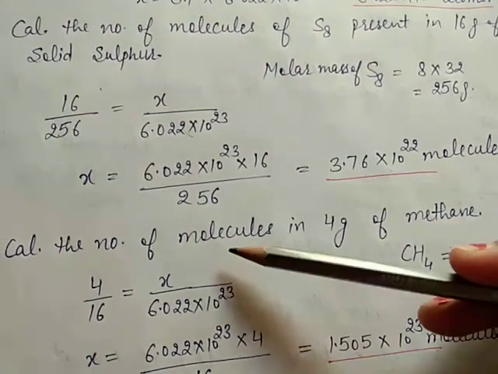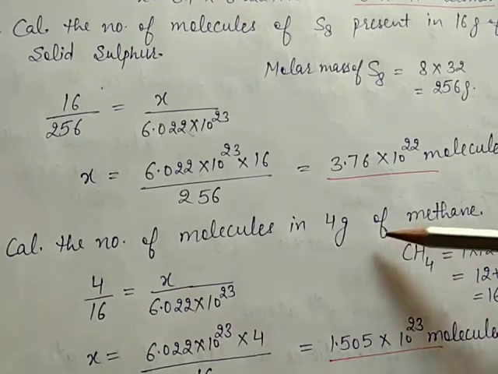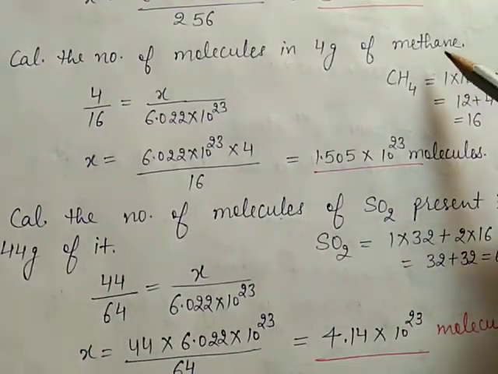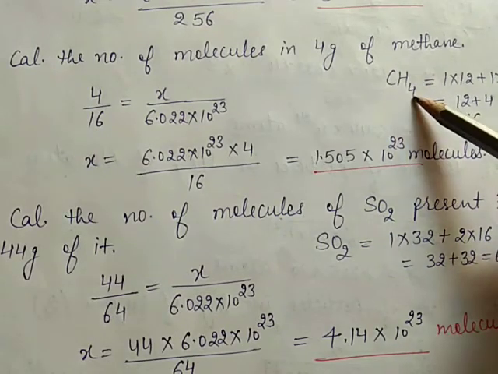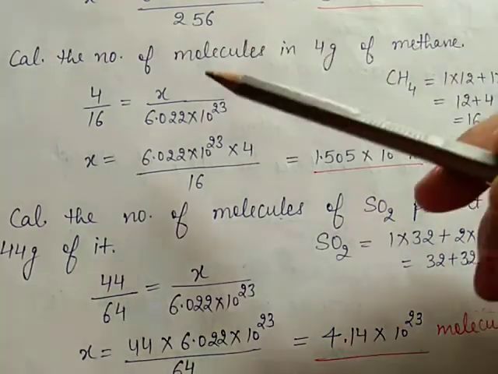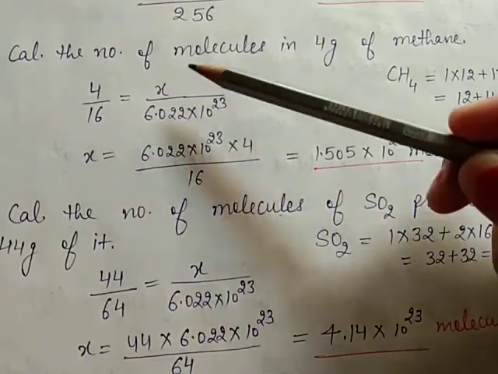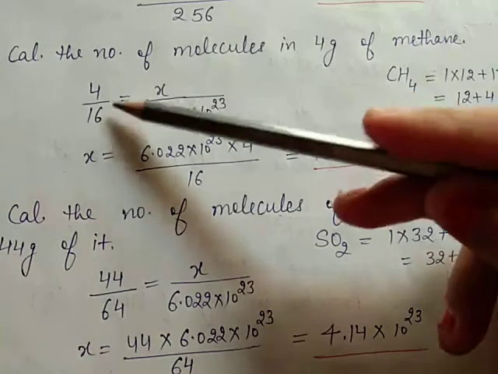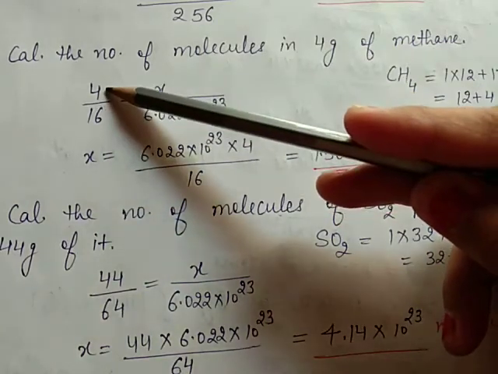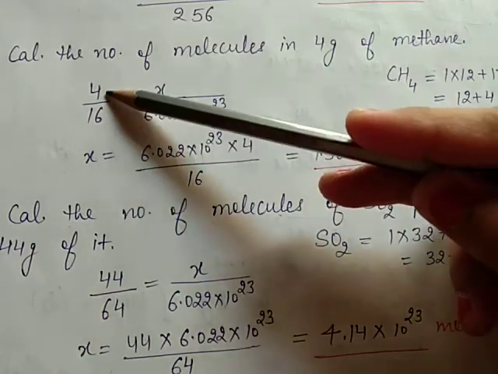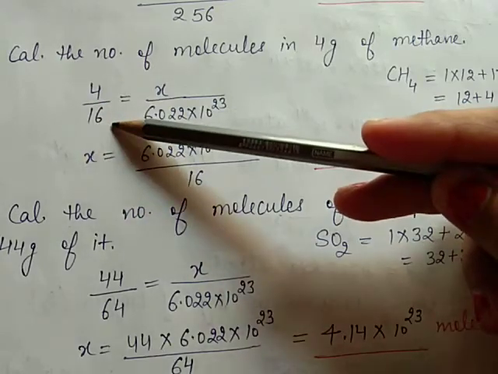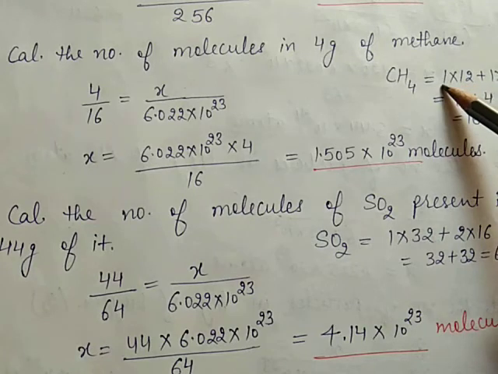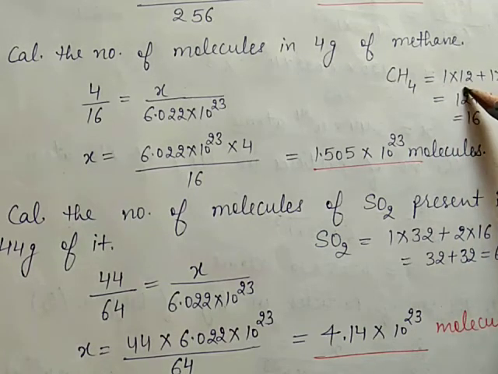Next question: calculate the number of molecules in 4 gram of methane. The molecular formula of methane is CH4. We have to calculate the number of molecules, supposed to be X. Number of moles is equal to given mass divided by molar mass. Given mass is 4 and molar mass of methane is 16. We can calculate here. CH4: 1 atom of carbon multiply atomic mass of carbon, which is 12.